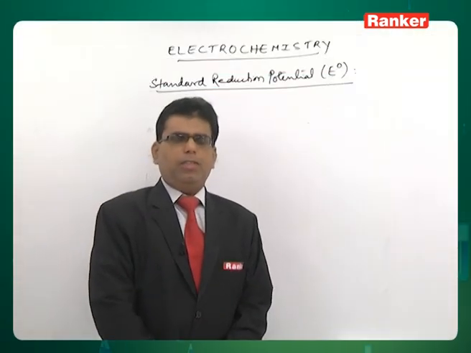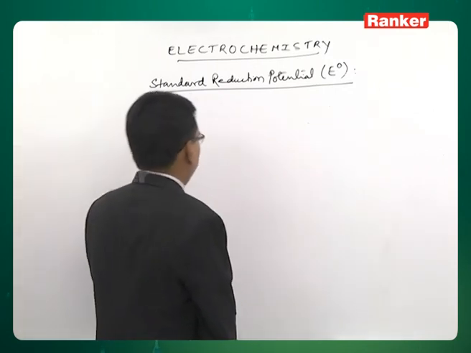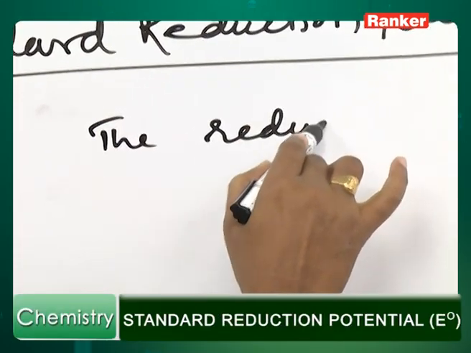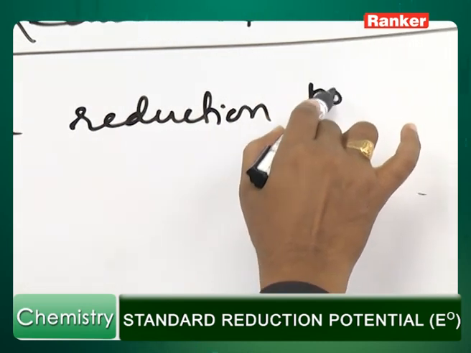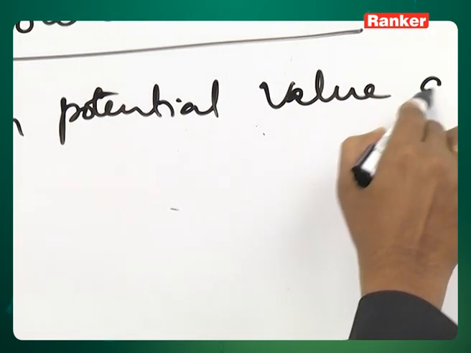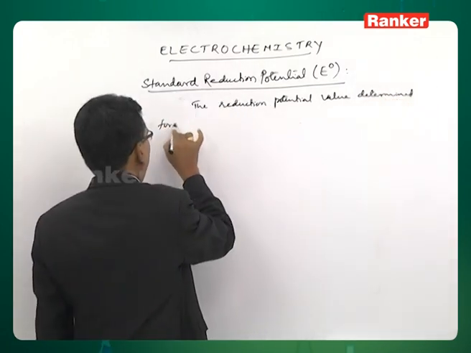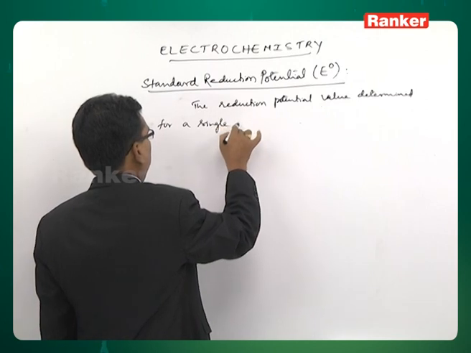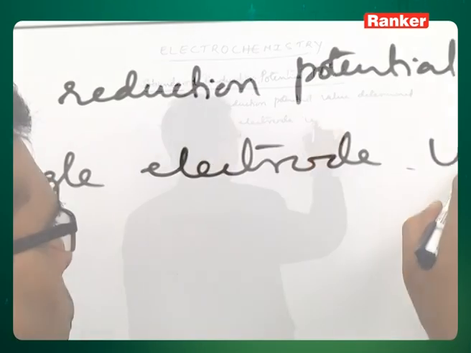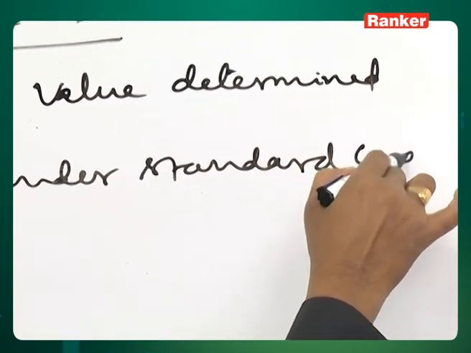Standard reduction potential, E naught. What is the standard reduction potential? Standard reduction potential is nothing but the reduction potential value determined for a single electrode under standard conditions.